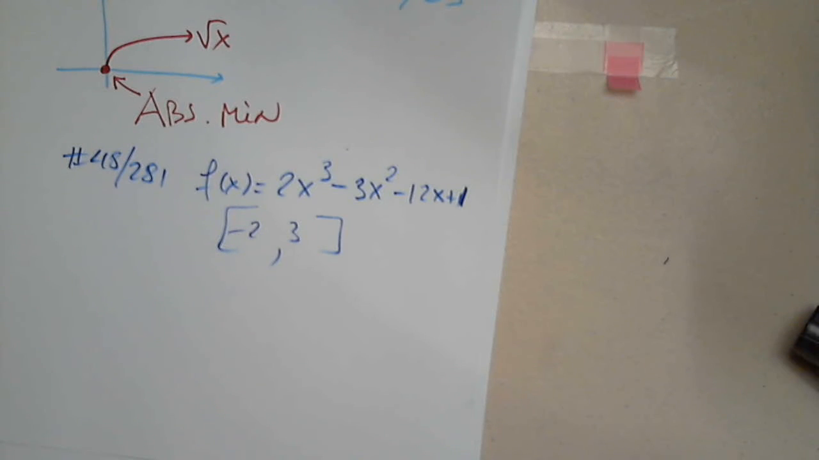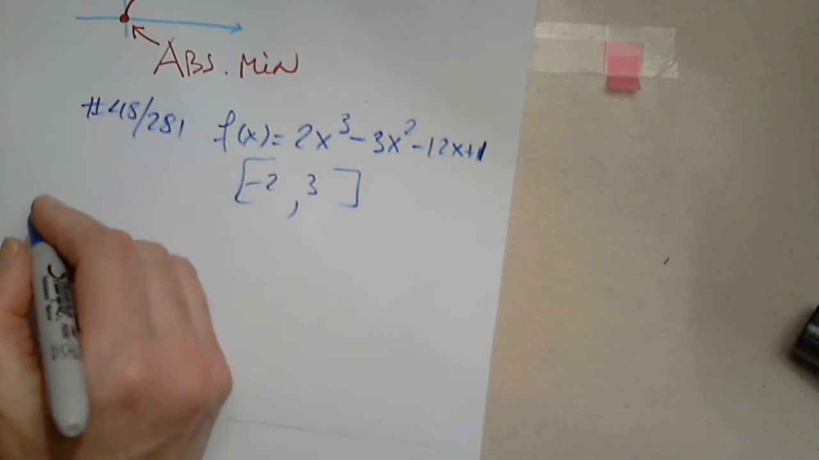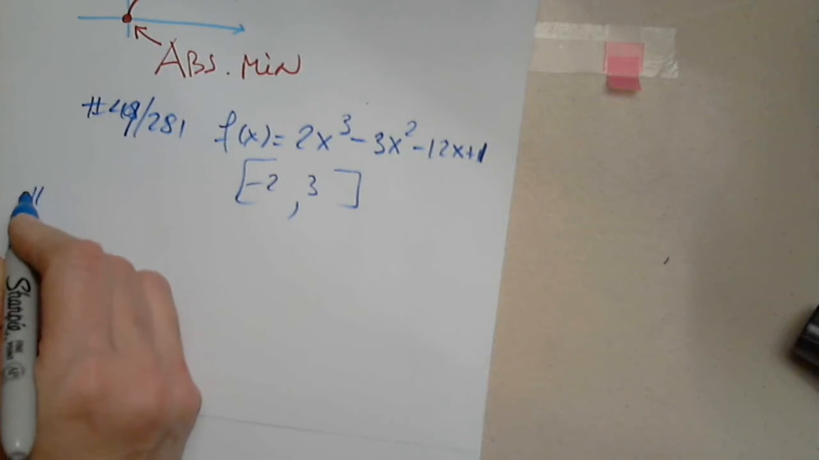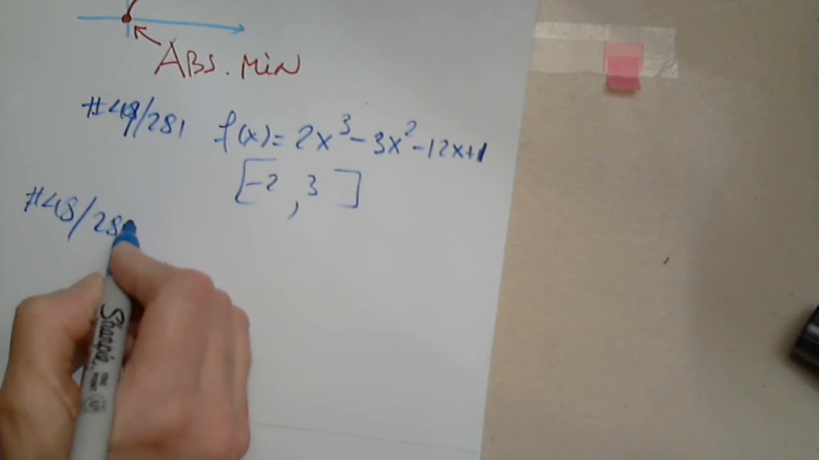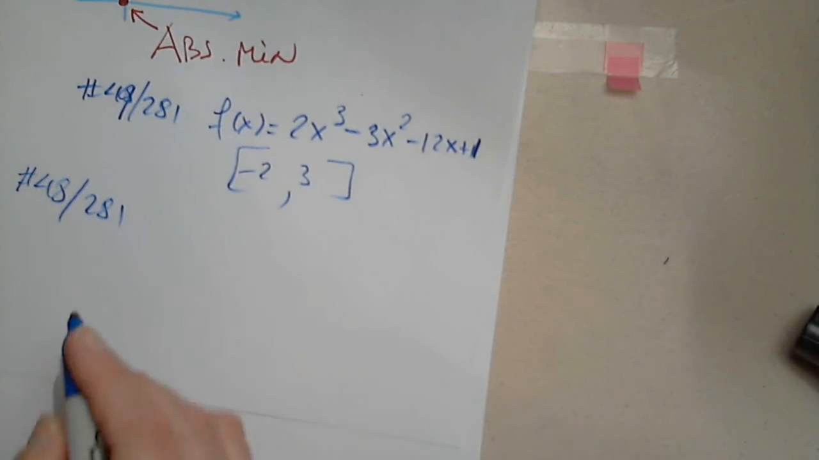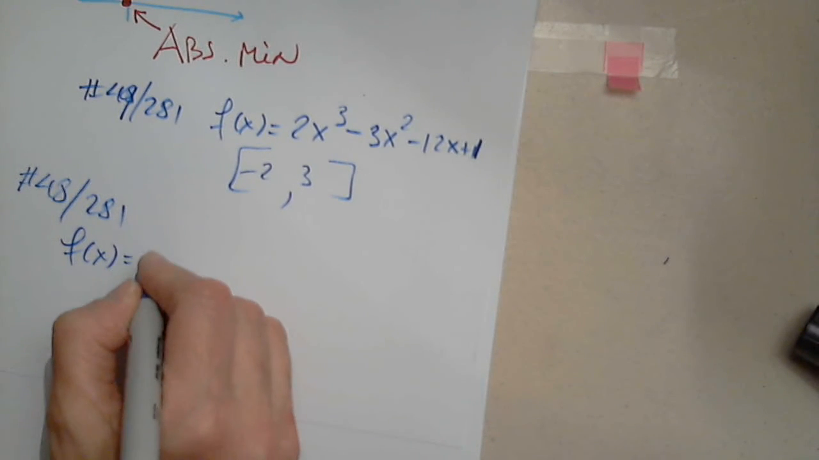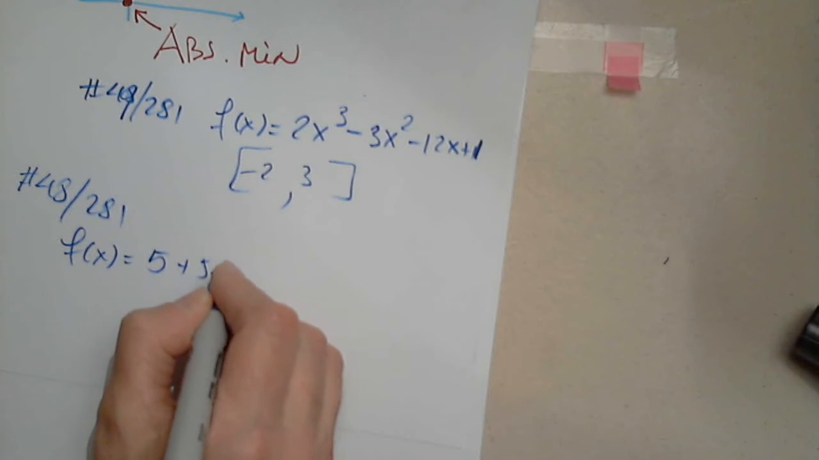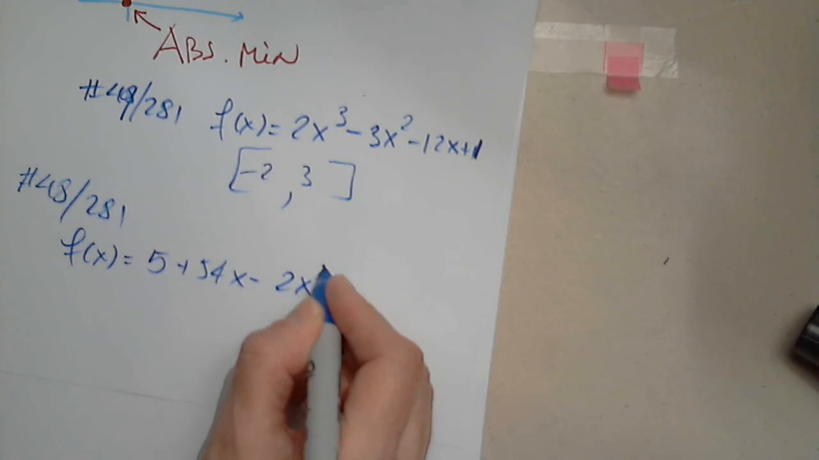Did I copy 49? Of course I copied 49. Okay, never mind. Okay, we want 48. 48 it is. She's bossy. So f of x, I'm kidding, 5 plus 54x minus 2x cubed.